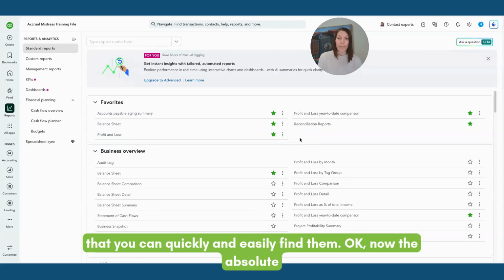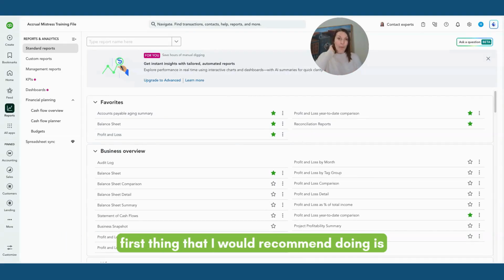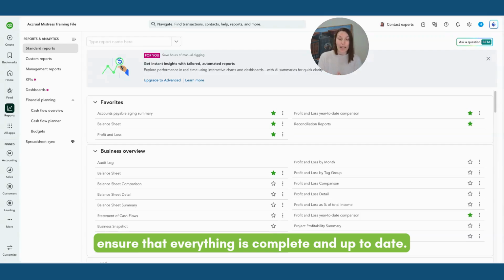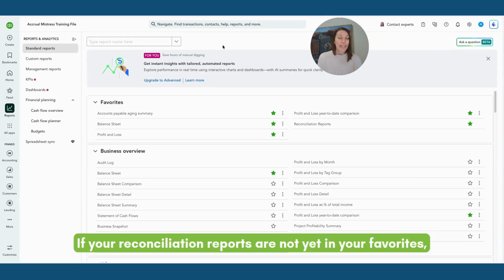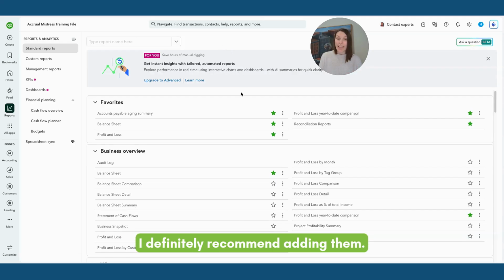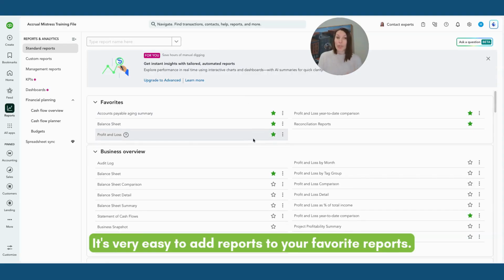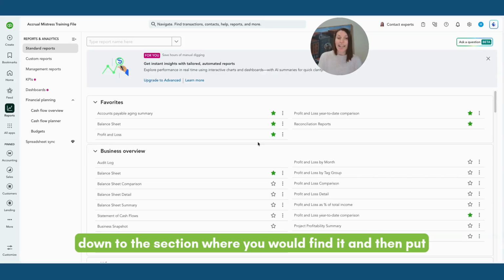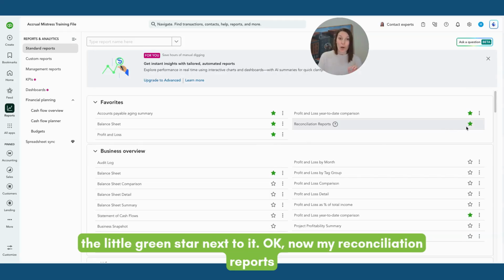find them, okay? Now, the absolute first thing that I would recommend doing is reviewing your reconciliation reports, okay? You're going to want to look at your reconciliation reports for all of your cash and loan accounts to ensure that everything is complete and up to date. If your reconciliation reports are not yet in your favorites, I definitely recommend adding them. It's very easy to add reports to your favorite reports. All you have to do is scroll down to the section where you would find it and then put the little green star next to it, okay?